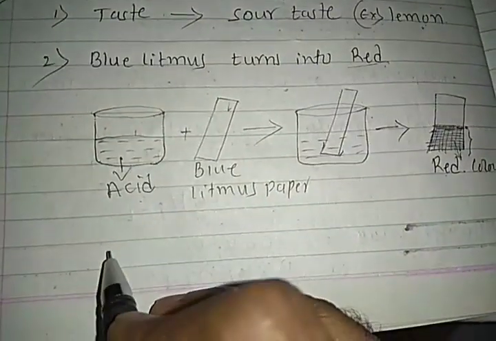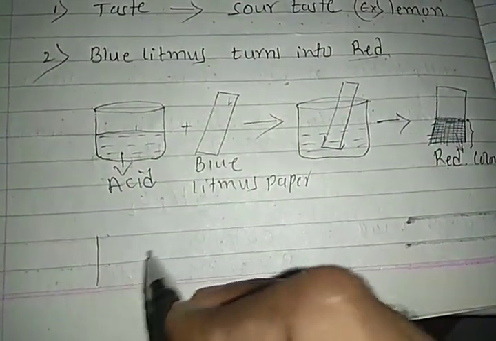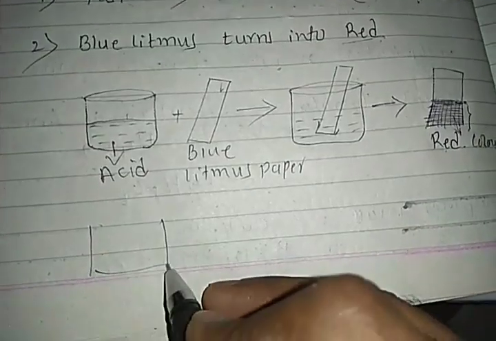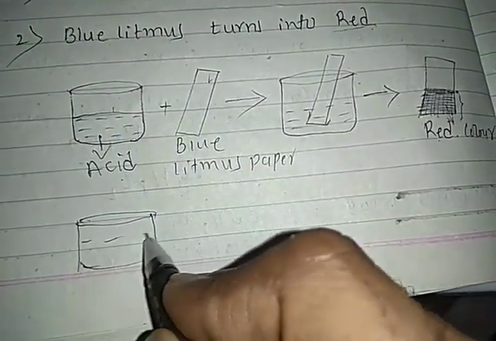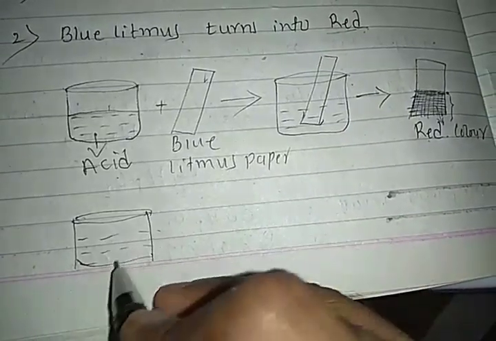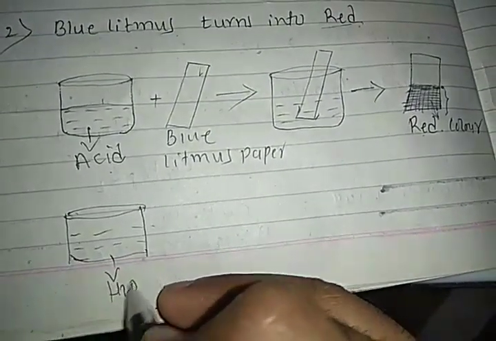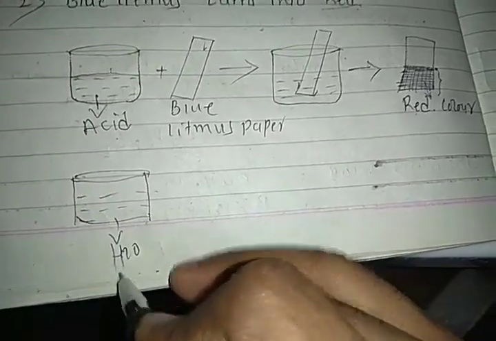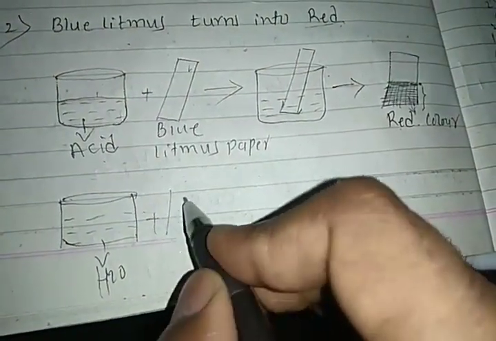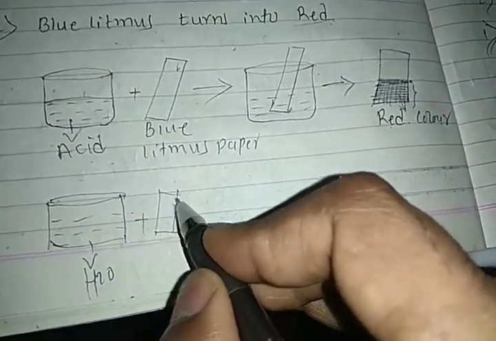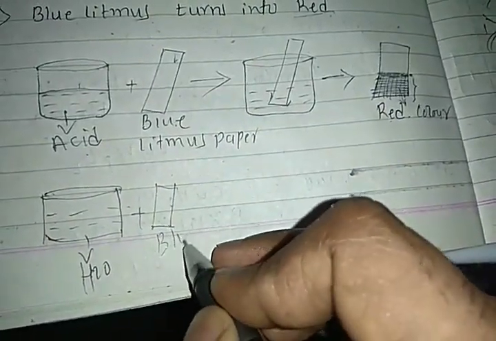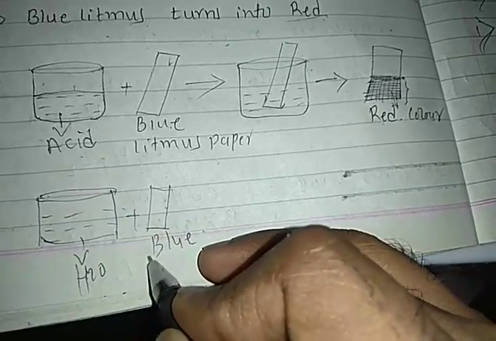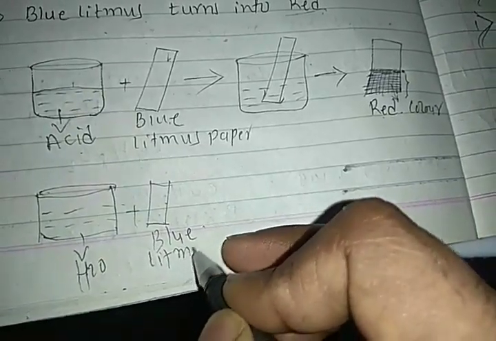Okay, similarly, if you use a beaker with water, students, H2O, and you dip a strip of blue litmus paper in this water, you are dipping the strip of blue litmus paper here.